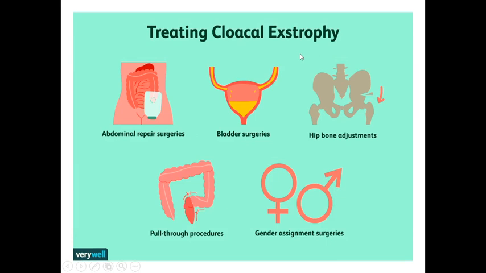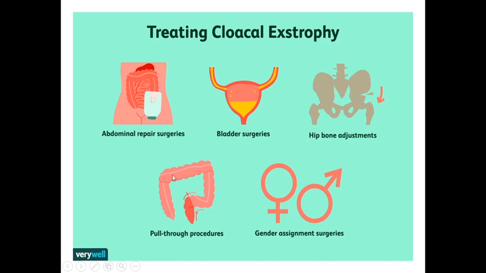So this is how cloacal exstrophy has to be treated. Now you know, in cloacal exstrophy, all the abdominal and pelvic organs are not properly formed, and also they are outside the body at the time of delivery. So this is what you should do. You will have to do abdominal repair surgeries to replace the organs back in the abdominal cavity. You will have to do bladder surgeries to replace the bladder back in its normal anatomical position. The child may need hip bone adjustments.